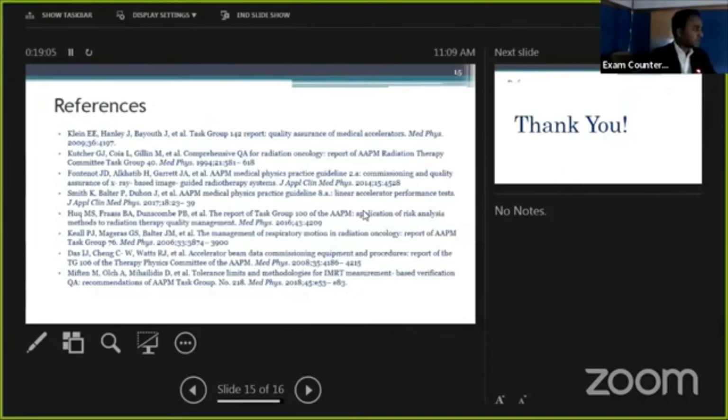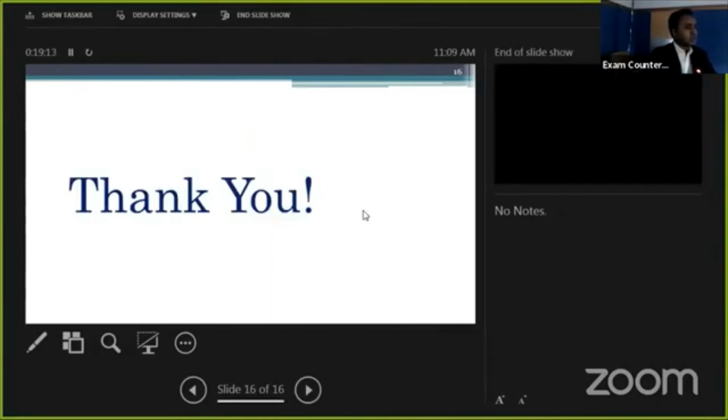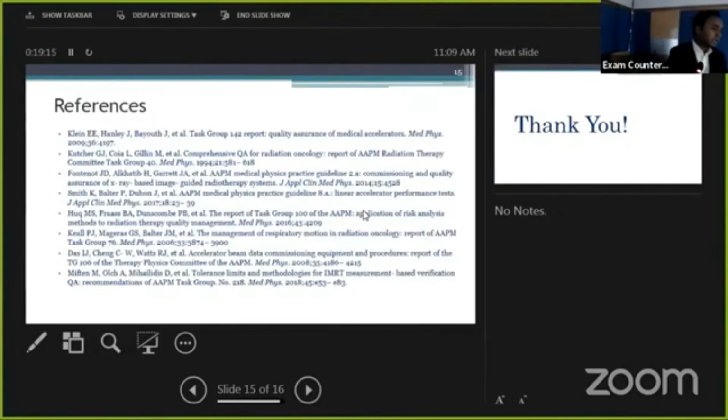Okay, these are the few references I have taken from this TG 198 report, but there are many in that report. I have tried to cover all the new add-ins, all the new highlighted points, but still I will recommend all of you to go through this report and implement it in your clinical setting. Thank you very much. Any questions or comments?